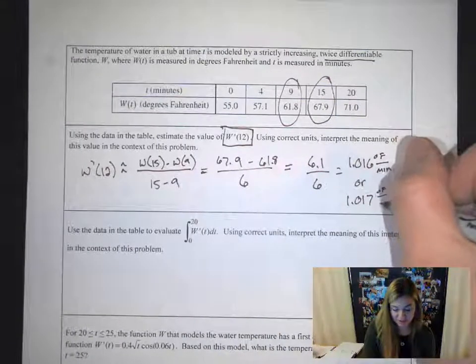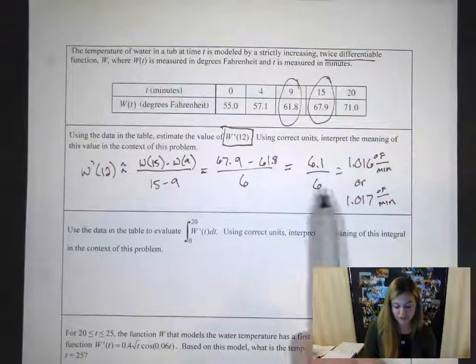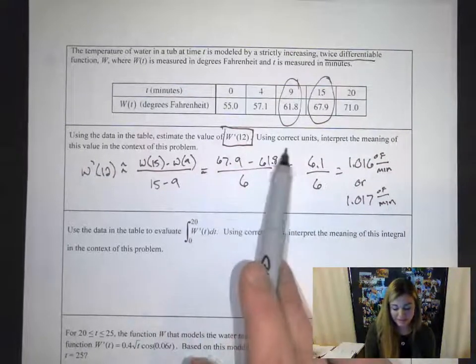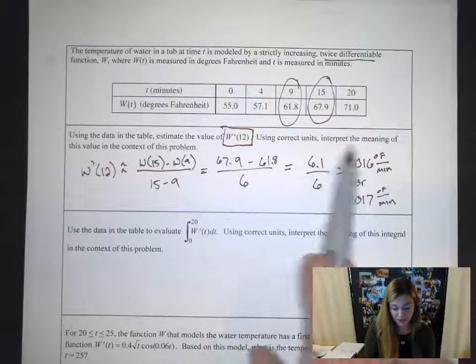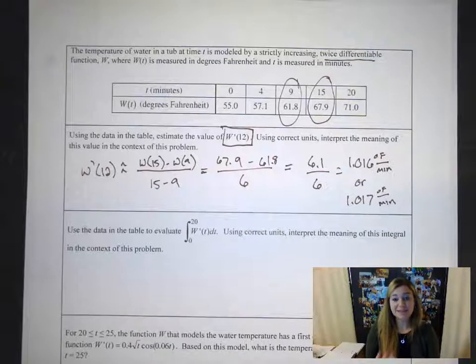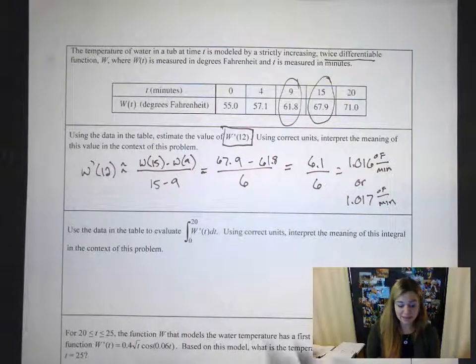Same thing down here. You don't have to write units on both of them. You could have just had this or this or this. So when it says using correct units, we've got those. Interpret the meaning. Remember that the derivative is the slope of a tangent. So even though we're estimating that, this is what it means. We're finding approximately what the slope of the tangent is.